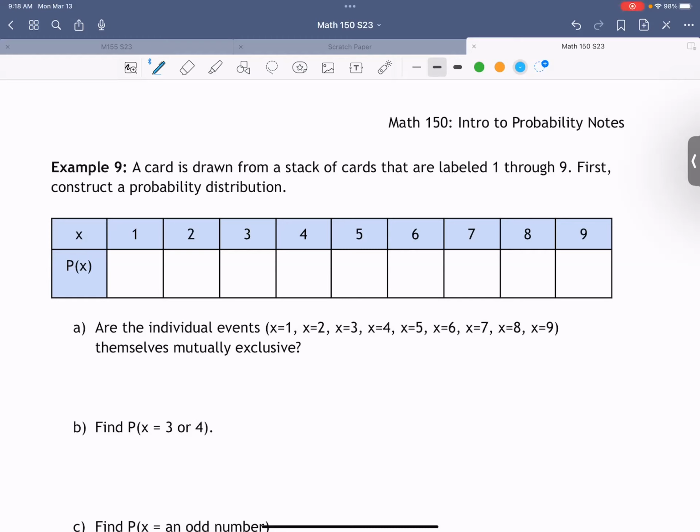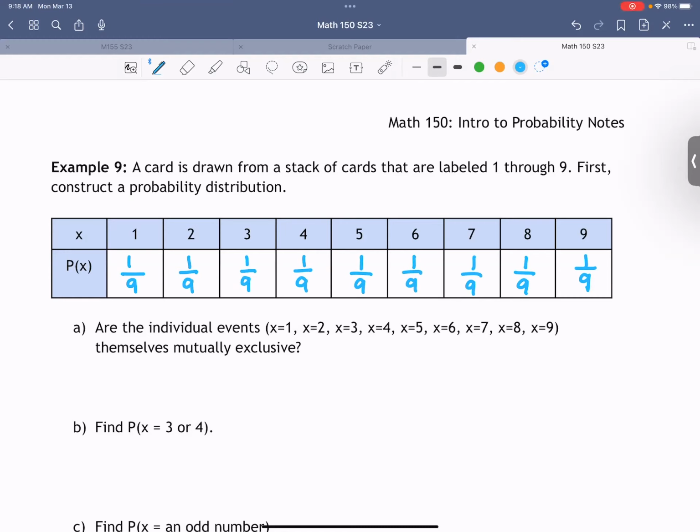Perfect, right? Because if there's a total of 9 cards, well, 1 out of 9, right? And choosing a 2 would also be 1 out of 9, and 3 would also be 1 out of 9, and 5 would be 1 out of 9. So this probability distribution is pretty easy because everything occurs the same amount here. So all the probabilities are the same.